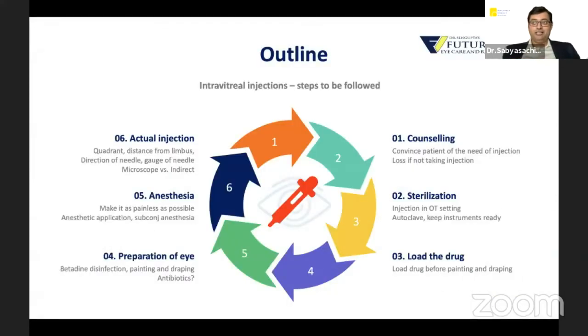The overall outline I thought I'll discuss is how to counsel the patient, that is, convince the patient of the need for injections, and what will be lost if they don't take injections. Then a bit about sterilization, injecting in the OR itself. Then a little bit about loading the drug and some do's and don'ts during that. Then of course preparing the eye with disinfectants, etc. Then a bit about anesthesia and how to make it as painless as possible. And lastly, the actual injection procedure, which quadrant and how and other things. So we'll quickly look at these.